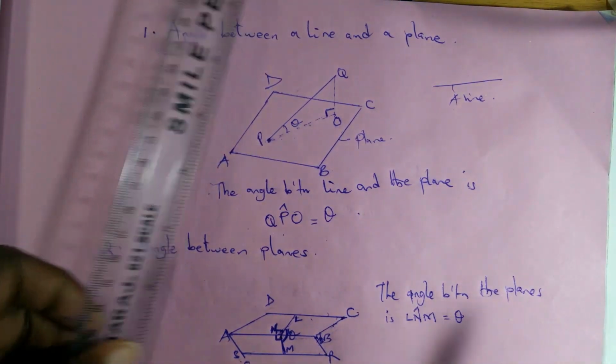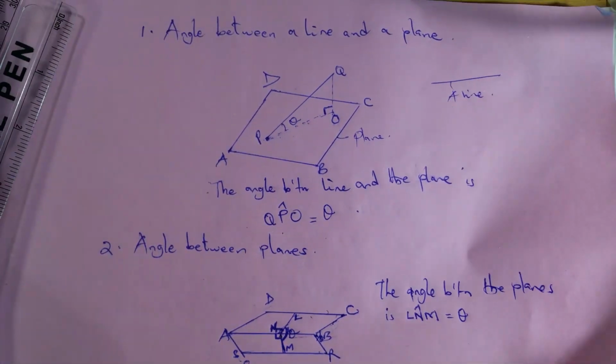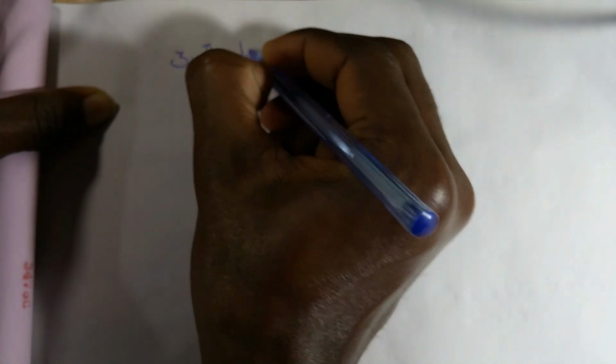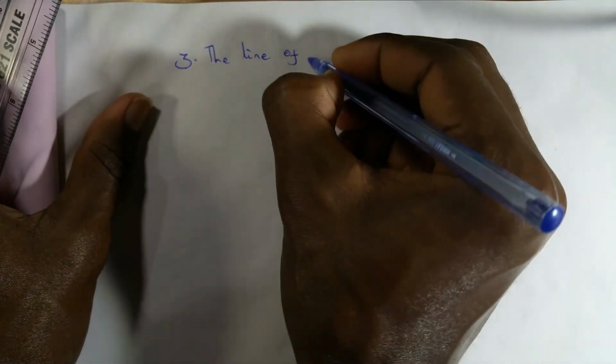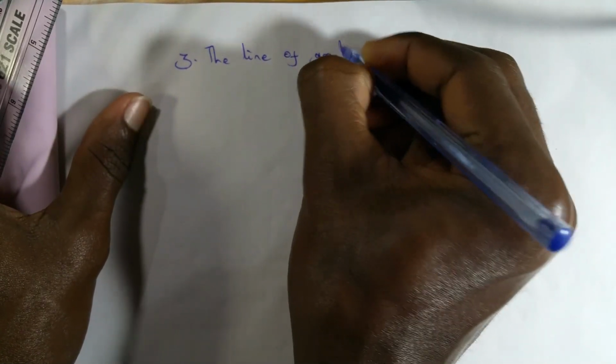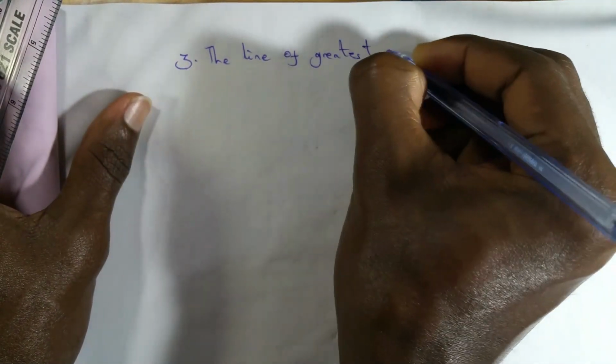Now we go to the third one. Line of greatest slope.